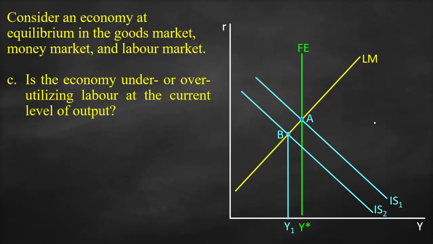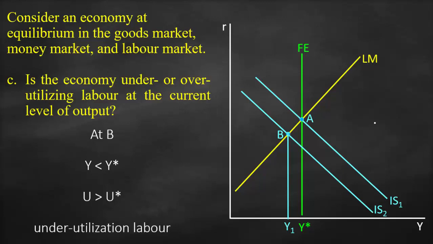The third part of the question. Is the economy under or overutilizing labor at your current level of output? So, at point B, our output level, which is Y1, is lower than our full employment output, which is Y star, which means we have a recessionary gap. Consequently, people are unemployed. Therefore, the unemployment rate is bigger than the natural rate of unemployment. Consequently, we are underutilizing labor.